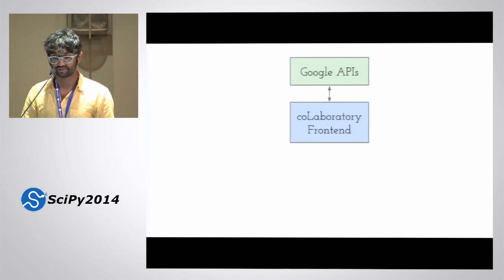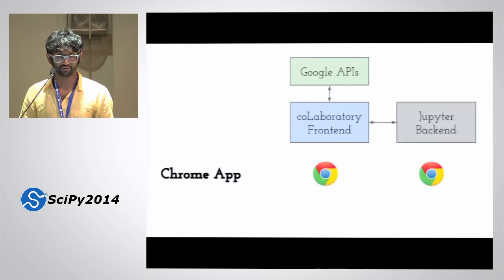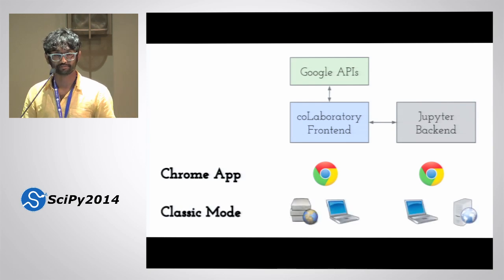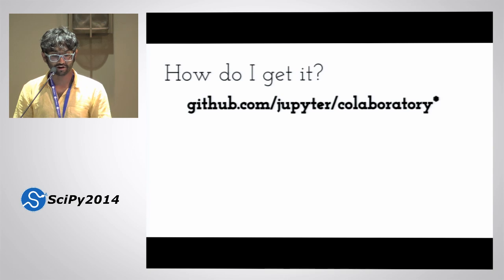So here's what it looks like. There's a front end. We talk to the Google APIs, and we talk to a Jupyter back end. And there are two ways of using it. There's a Chrome app, which everything runs in Chrome. And there's a classic mode, which is just like using IPython. You have a cloud solution, or you have a local solution, which you can actually access from your cloud or your local solution.